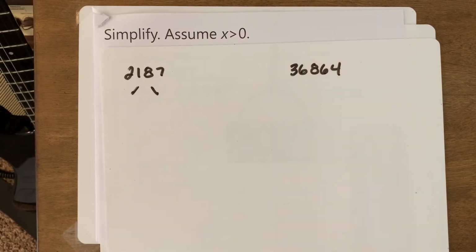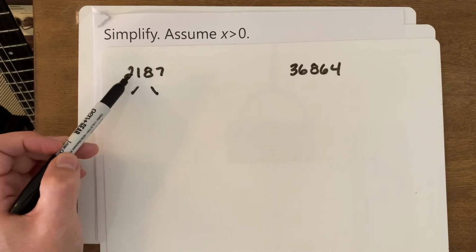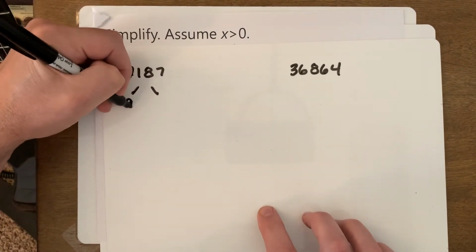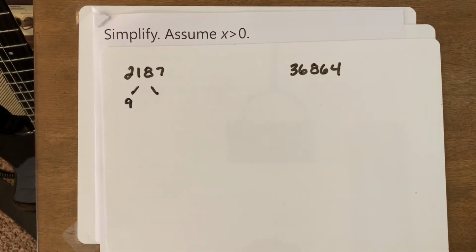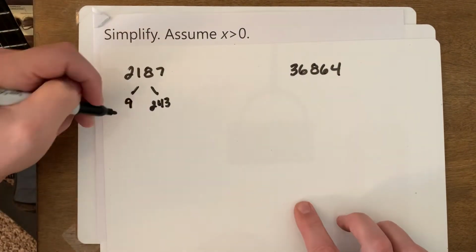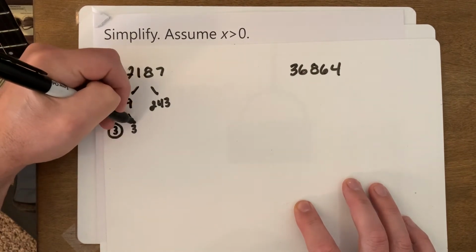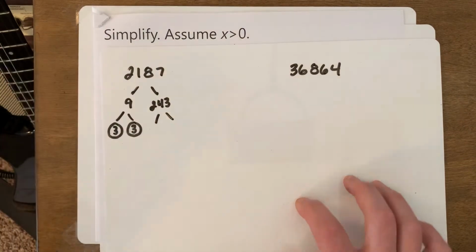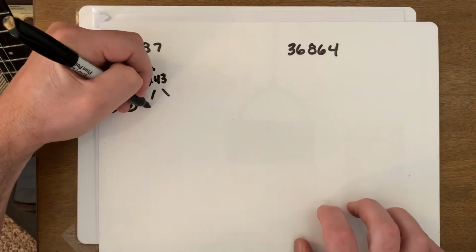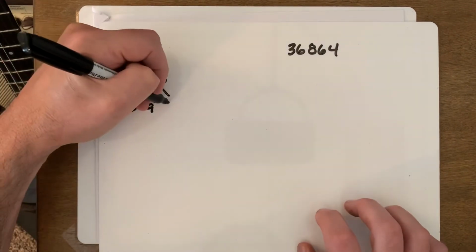2187. All right, 7 and 8 is 15, 16, 17, 18. Okay, that's a multiple of 9, which means 9 goes into it. So 2187 divided by 9 gives us 243. I've seen that number before. 9 is 3 times 3. Okay, 243 is again 4, 5, 6, 7, 8, 9. It's again a multiple of 9.